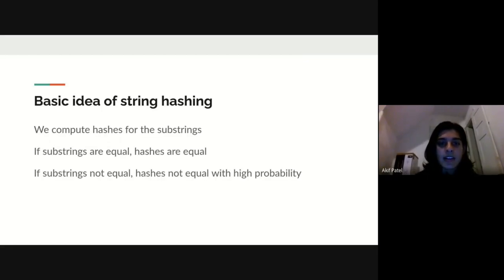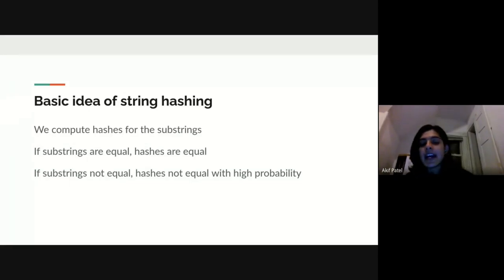Okay. So what's the basic idea of string hashing? As I sort of indicated in the previous slide, we want to compute a hash for a given substring. So if we have s[a, b] and s[c, d], we can compute a hash for that substring. So basically a function from the characters in that substring to just a number. And if these substrings are equal, then the hashes will for sure be equal. And we want to design this hash in such a way that if the substrings are not equal, then the hashes will also not be equal with very high probability. So this gives a very almost certain way to check whether two substrings are equal.